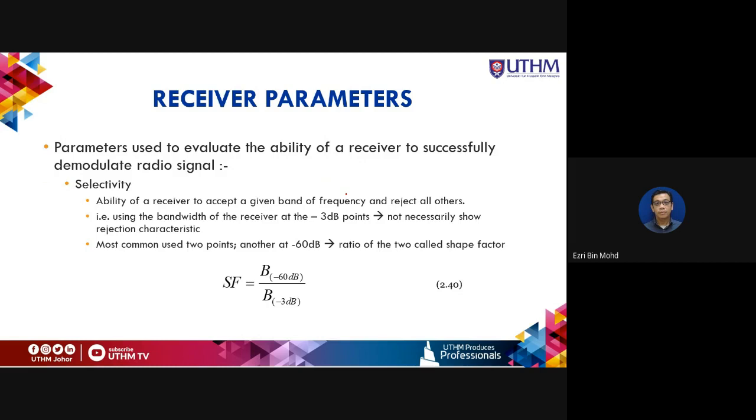This is like a filter, right? So filters also have their own selectivity, where selectivity is actually a measurement of the ability to accept a given band of frequency and also reject other frequencies. For example, by using the bandwidth of the receiver at the minus 3 dB points, but it is not necessarily showing the rejection characteristic. Most commonly, another point used is at minus 60 dB, and the ratio of the two is called the shape factor.